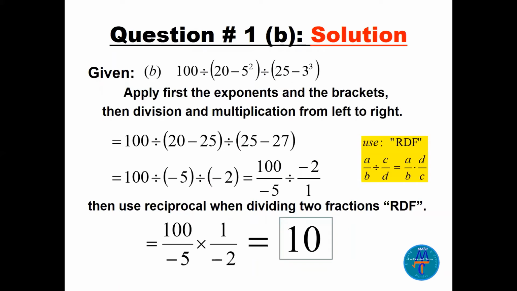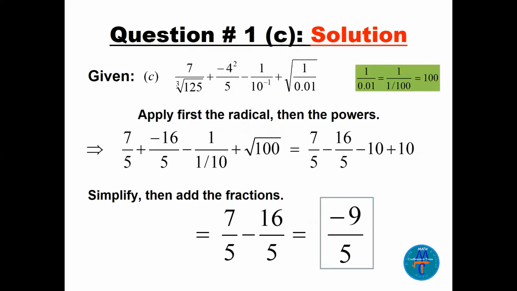Let's see the answer. Minus 9 over 5. Did you get that? Okay, let's see. Now start one by one. 7 over cube root of 125 is 5. Simple. Remember we mentioned this in the other question.